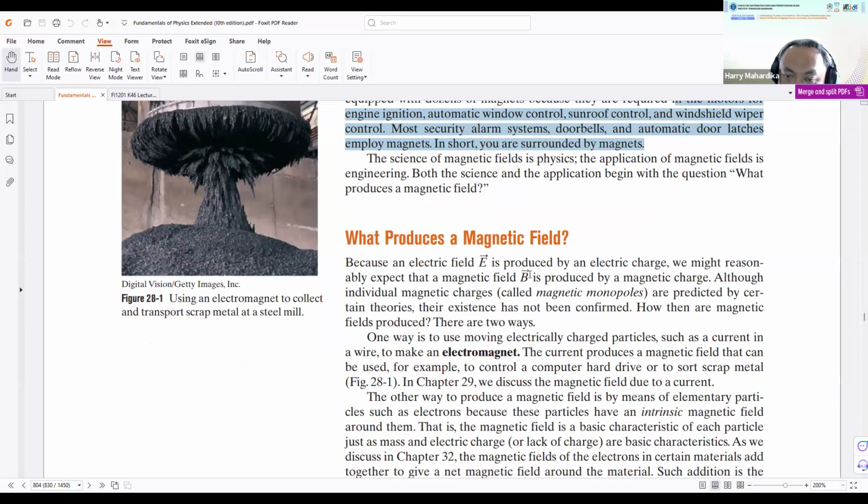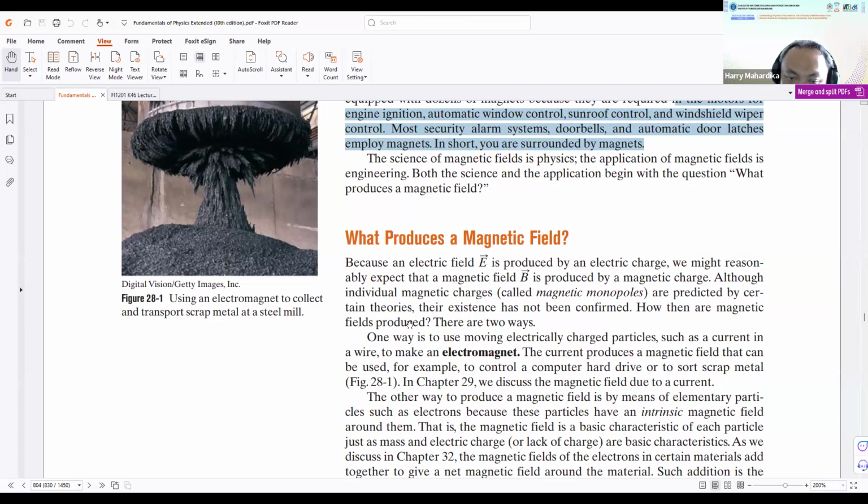Because an electric field is produced by electric charge, we might expect that the magnetic field B is produced by magnetic charge. Although individual magnetic charges, such as magnetic monopoles, are predicted by certain theories, their existence has not been confirmed. So initially, we think that since electric field E is produced by electric charge, B is also produced by magnetic charge. But this is not the case.